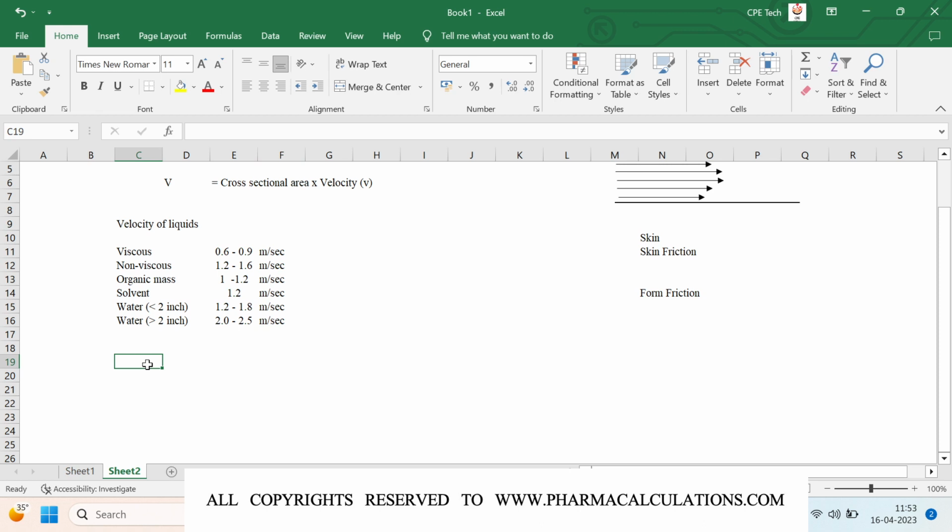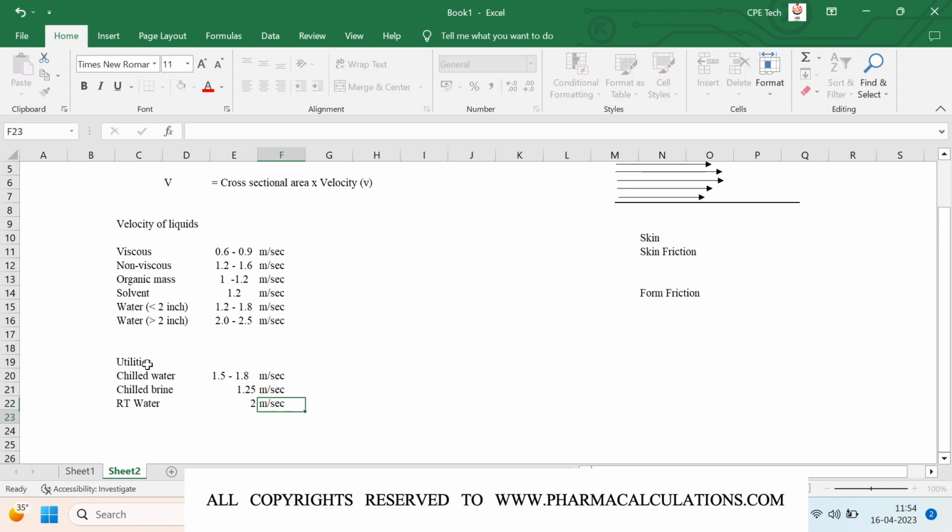And coming to utilities, let's say it's chilled water, so it's going to be between 1.5 to 1.8 meter per second. If it's chilled brine, it's almost 1.25 meter per second. And if it's RT water, like the cooling tower water, the velocity is going to be approximately 2 meter per second. And if it's hot water, the velocity is going to vary between 2 to 2.5 meter per second.